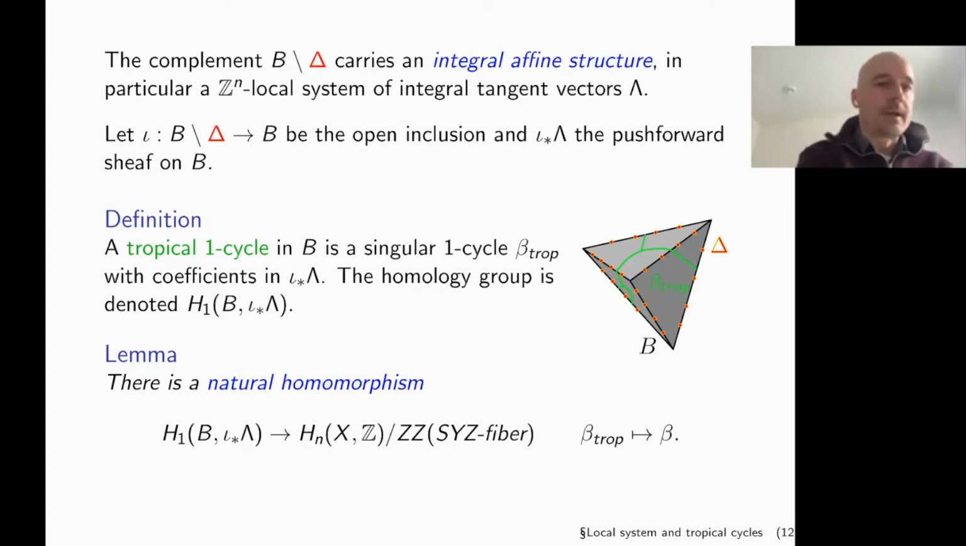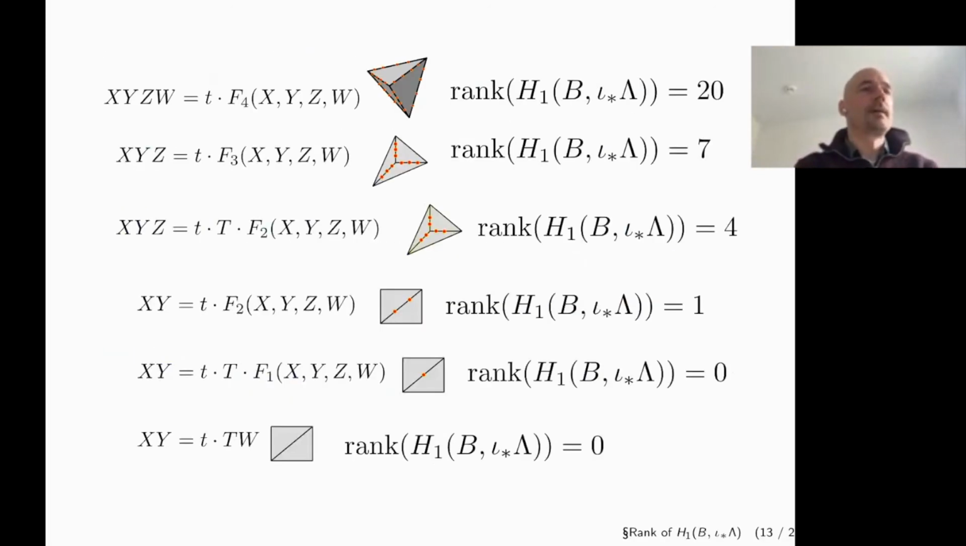And the map I call beta trop goes to beta. Okay, so beta trop is my green thing, and the beta is the actual thing in the total space, the nice sphere or the genus 2 curve that we saw in the previous example. Okay, so what can I use this map for?